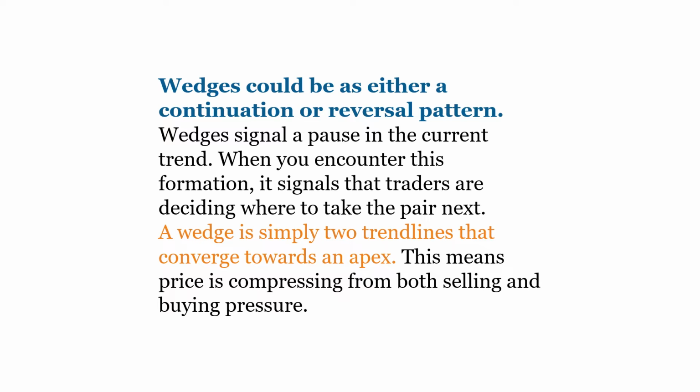As you can see from this example, a wedge is simply two trend lines that converge towards an apex, being the point at the end of the two lines. This is because price is compressing from both selling and buying pressure.